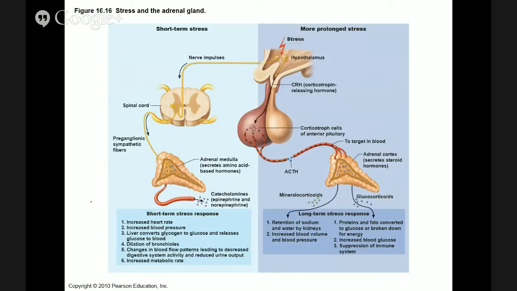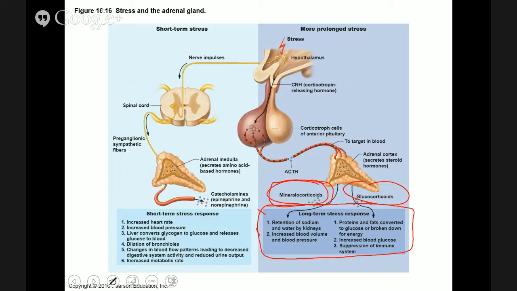So when we're exposed to stress over the long term, the cortex of the adrenal gland is going to mediate stress through the mineralocorticoids and the glucocorticoids. And you can see what happens here. We retain sodium and water. Our blood pressure goes up when we're under stress, thanks to the mineralocorticoids.